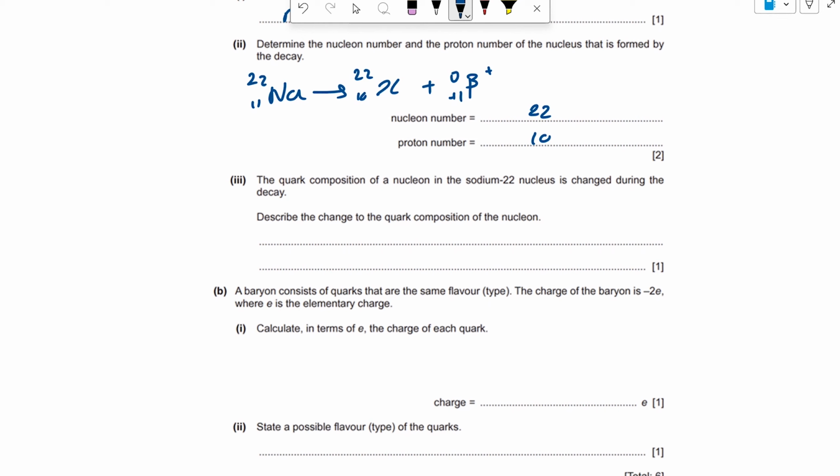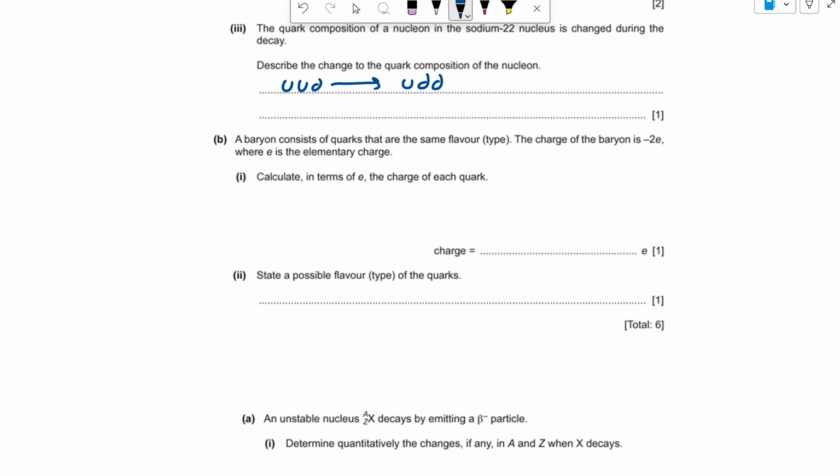Describe the change in the quark composition of the nucleon. It's going to be an up quark changing into a down quark, so the up-down quark composition changes. An up quark is going to change into a down quark.